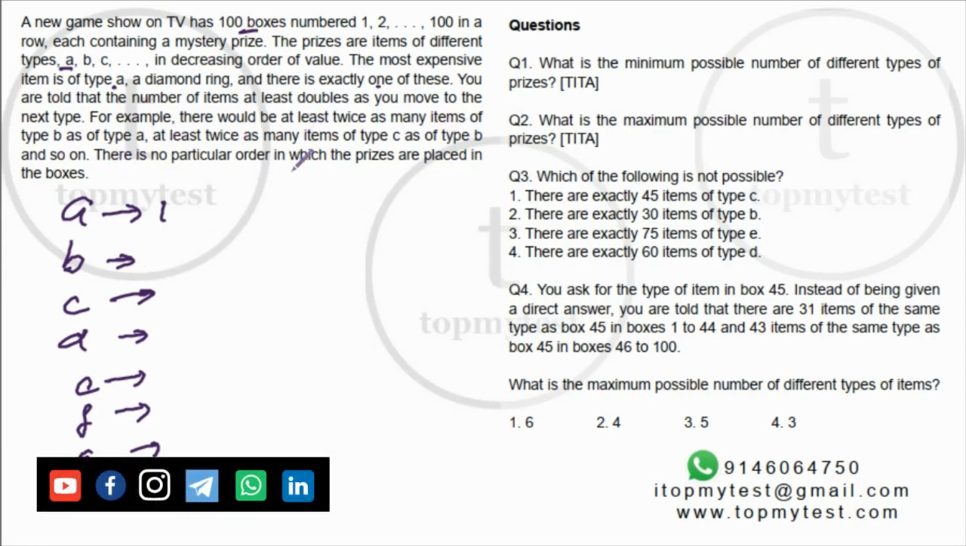Right? There is no particular order in which the prices are placed in the box. Okay. So price number 30 can be item A, or price number 70 can be item B of some types. Right? That is the case. So if this is there, B should be at least 2. Now, if B is 2, C should be at least 4. It can be 5, it can be 6, and so on. It has to be at least double of the previous number of prices, and so on.